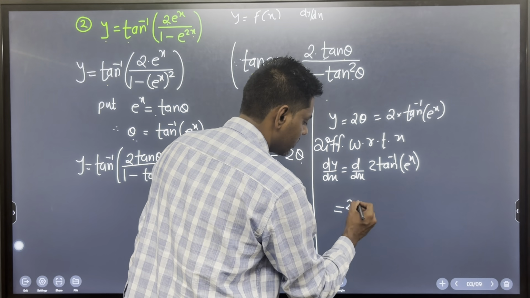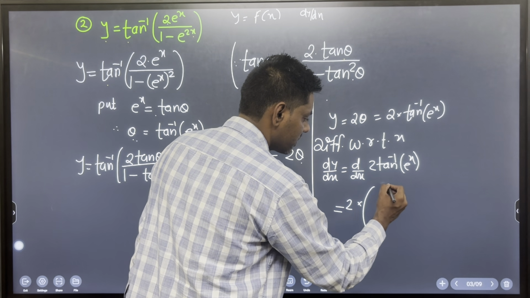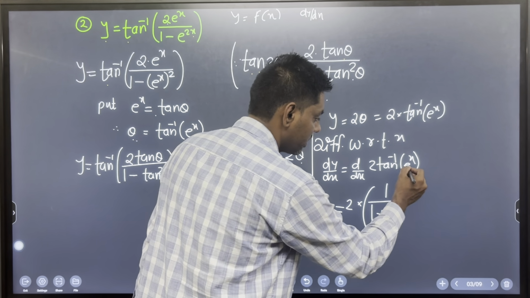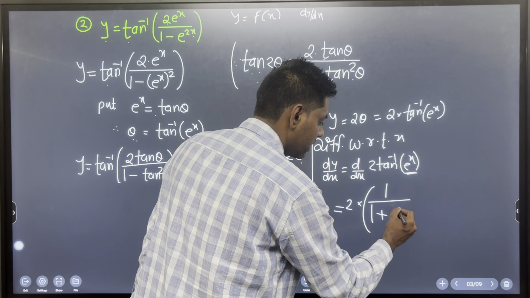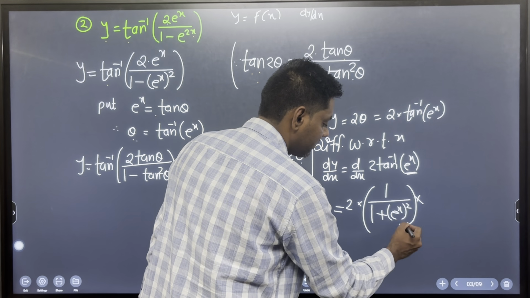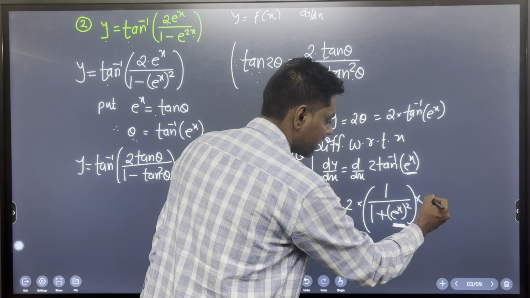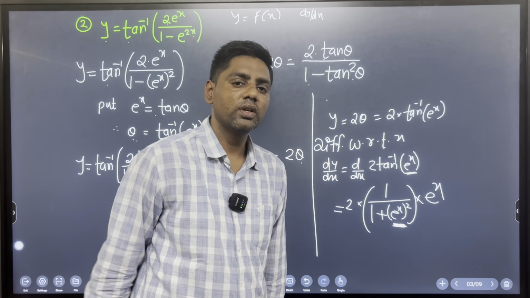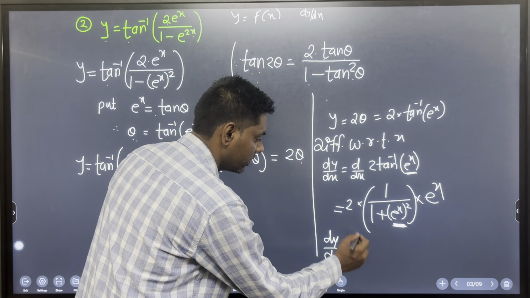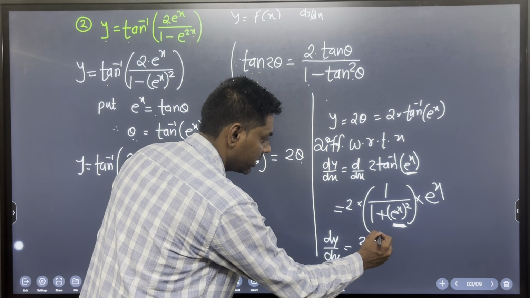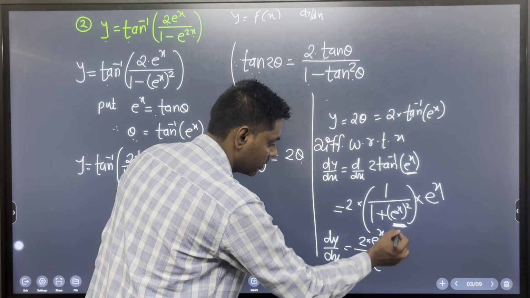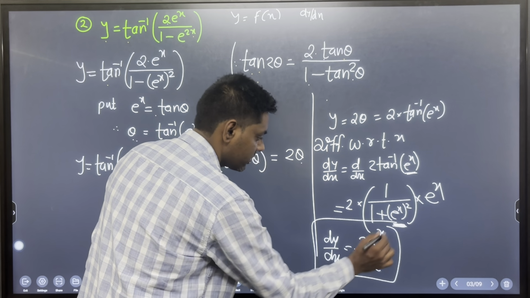So after substituting the formula, the derivative of tan inverse x is 1 upon 1 plus x squared. Here x is e raised to x, so it is e raised to x squared, and we take the derivative of that function. The function is e raised to x, having derivative e raised to x. So the final answer is 2 times e raised to x divided by 1 plus e raised to 2x, the product of both, and this is our final answer.